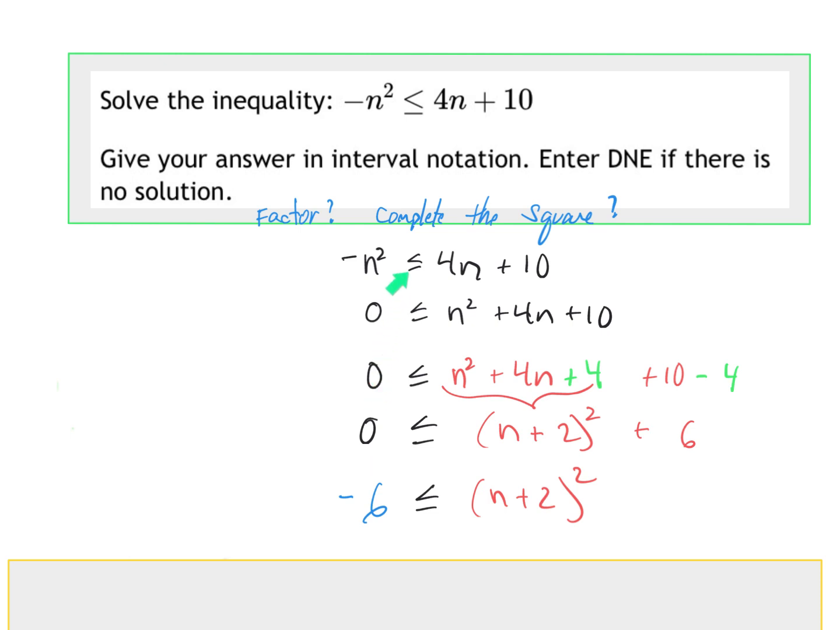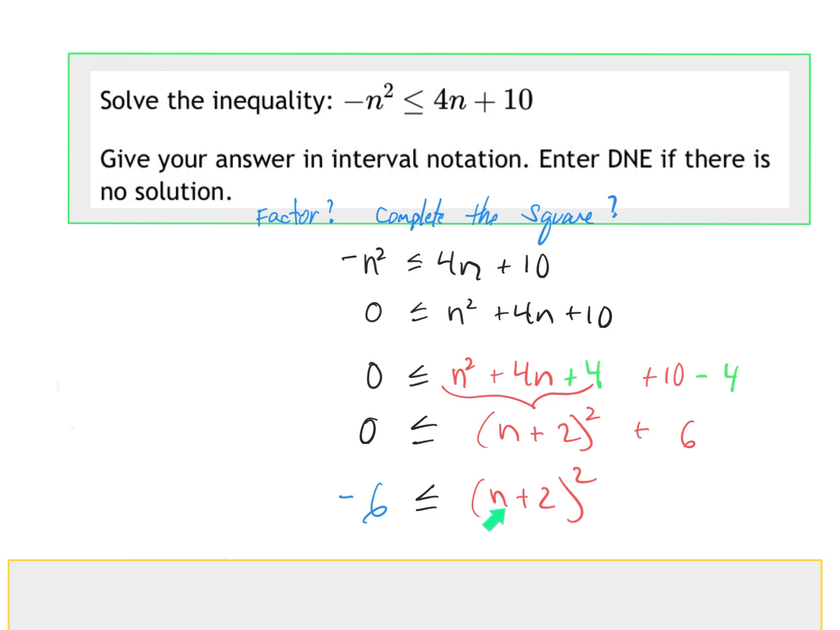So recall, we're trying to solve this inequality. It's equivalent to solving the inequality at any step of the way because they're all equivalent. So solving this inequality is equivalent to solving this inequality. And this is asking, when is something squared bigger than or equal to a -6? Well, if you're squaring something, it can't be negative. It's going to have to be at least 0 or some positive value above 0.